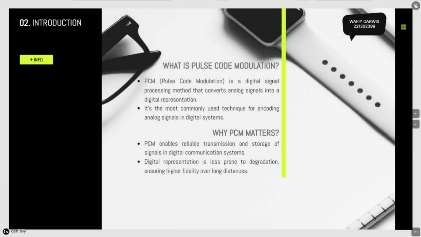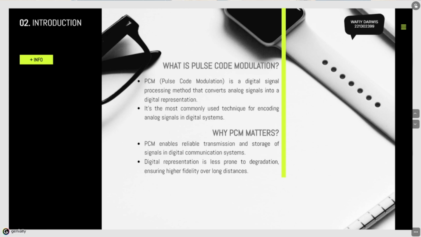So what is pulse code modulation? PCM, or pulse code modulation, is a digital signal processing method that converts analog signals to a digital representation. It's the most commonly used technique for encoding analog signals in digital systems. So why does PCM matter? PCM enables reliable transmission and storage of signals in digital communication systems. The digital representation is less prone to degradation, ensuring higher fidelity over a long distance.